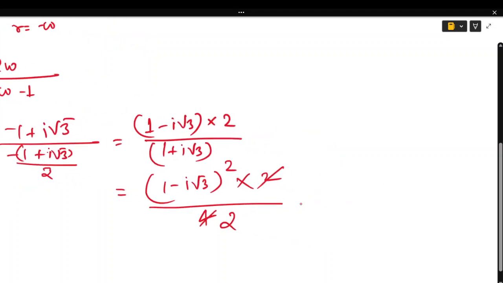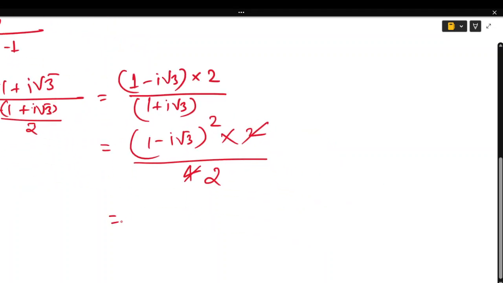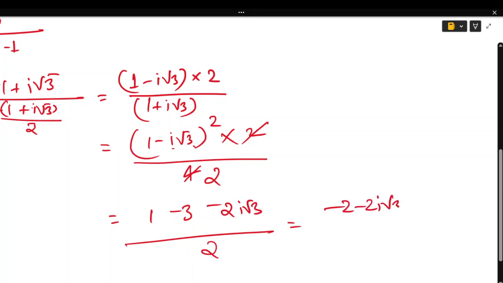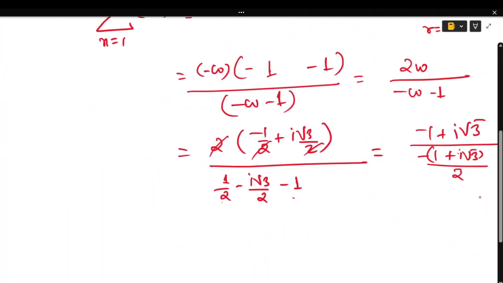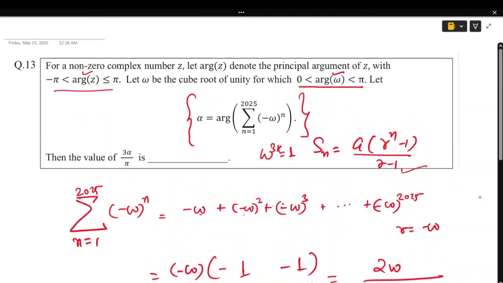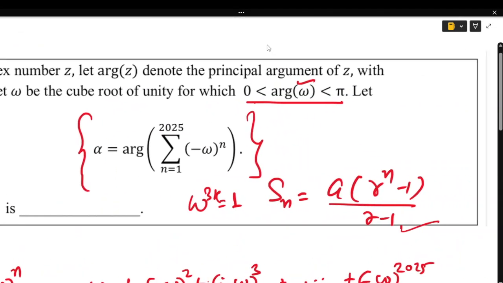And expand this using a minus b whole square, which is a square plus b square minus 2ab. If you open this square, iota square is minus 1 and root 3 square is 3, so it will be 1 minus 3 minus 2 iota root 3, and in the denominator we have 4, so it will be minus 2 iota root 3 divided by 2. So minus 1 minus iota root 3 is the value of our summation. So now we can evaluate the value of alpha.